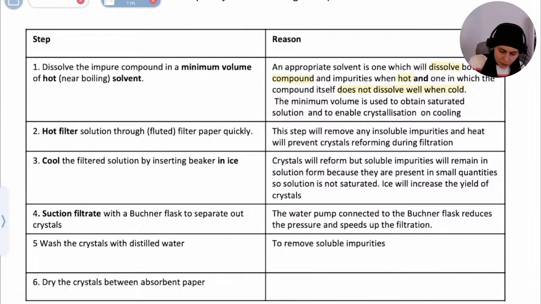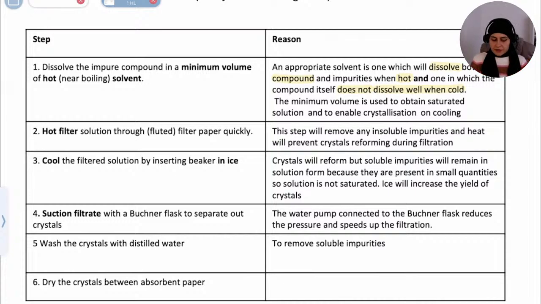And let's see, why do we need that? So first, when we dissolve the impure compound in hot solvent, you dissolve your compound and all the soluble impurities, all the impurities that dissolve in that solvent. And then the second step would be to filter the solution through filter paper quickly. Usually you would also use a heated filter funnel for that to avoid recrystallization on the filter funnel, right?